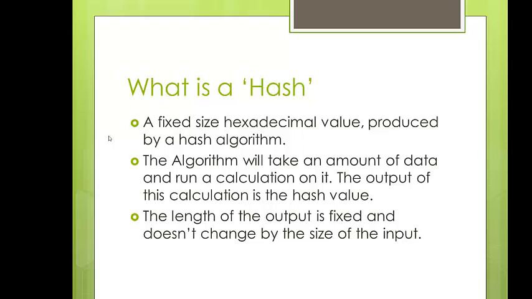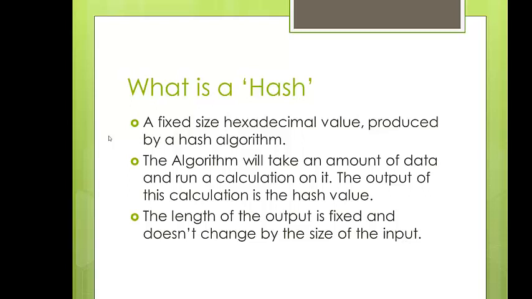How does that happen? We are implementing an algorithm that will take any input. The input can be a file, a folder, or a whole drive. That would be the input for that algorithm. The output is going to be a fixed length hexadecimal value, and that length is according to what algorithm we're using.